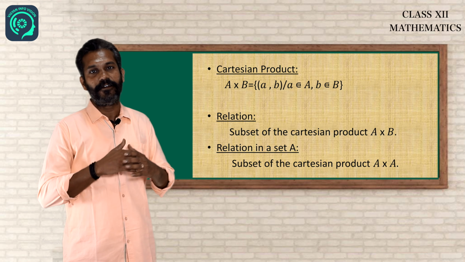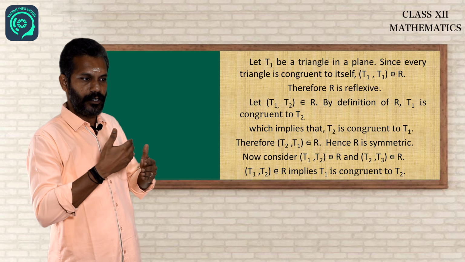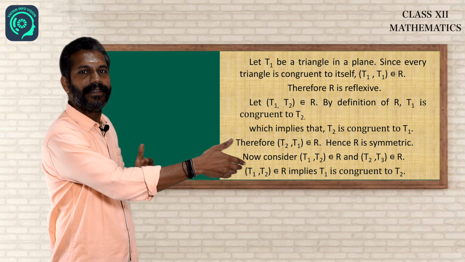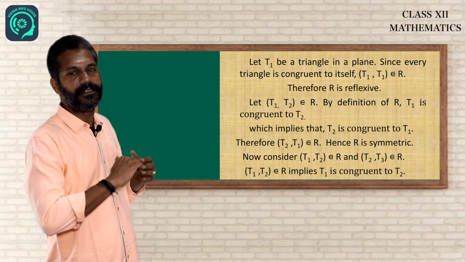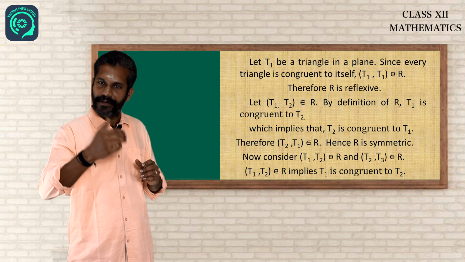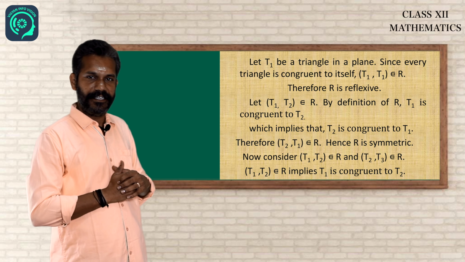Now we have to show that R is symmetric. For that, let the ordered pair T1, T2 be an element of capital R. That means T1 is congruent to T2. Then we say that T2 is congruent to T1 also. Then the ordered pair T1, T2 belongs to R implies that the ordered pair T2, T1 is also an element of capital R. Then we can say that R is a symmetric relation.